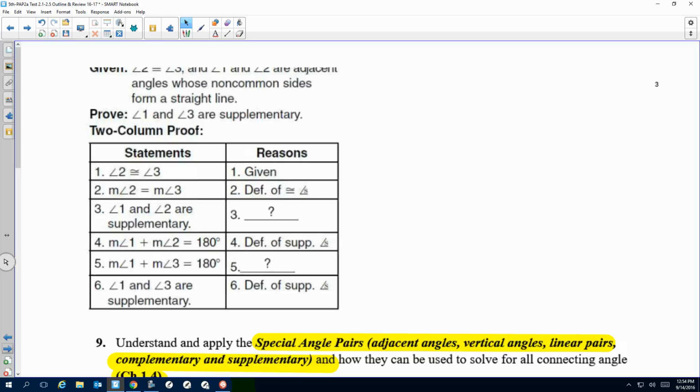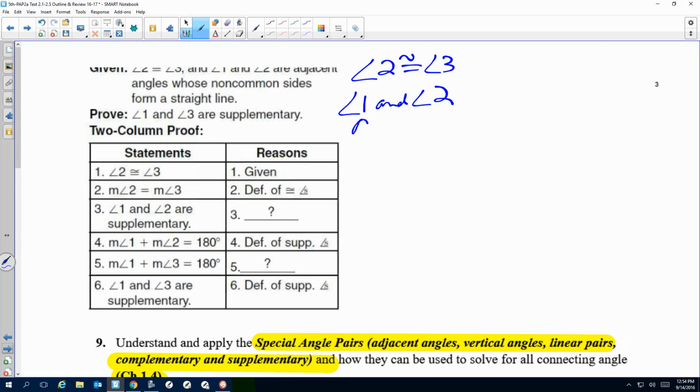All right, guys. I know mine's cut off a little bit, but I know it starts off telling you that angle 2 is congruent to angle 3, and then it says angle 1 and 2 are adjacent, and they make a straight line. So that's what I'm going to start off with. Let's make our straight line, and we're going to make 1 and 2 adjacent. So what should it look like if they're adjacent on a straight line? Common side, yes.